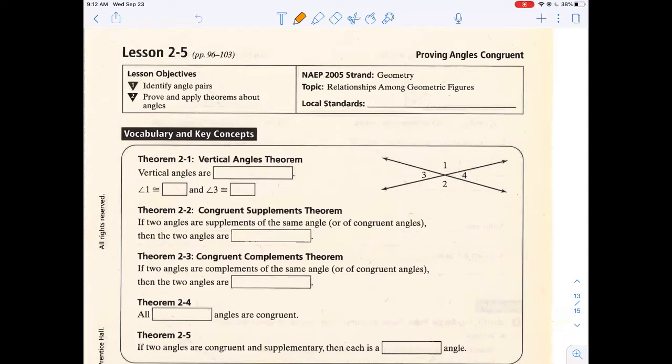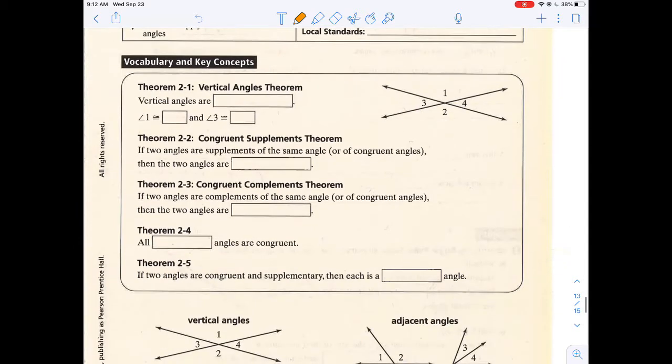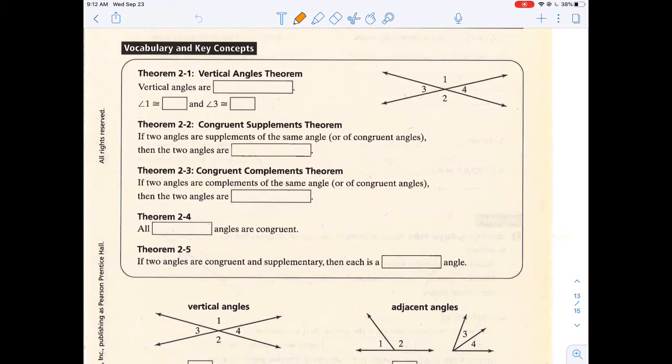Alright, lesson 2.5 is proving angles congruent, and our objectives are to identify angle pairs and prove and apply theorems about angles. So, first, theorem 2.1 is the vertical angles theorem. It says vertical angles are congruent. Vertical angles are angles that are opposite each other, so like here, angle 1 and angle 2 are vertical angles, so those are congruent. Angle 3 and angle 4 are vertical angles, so those are congruent.